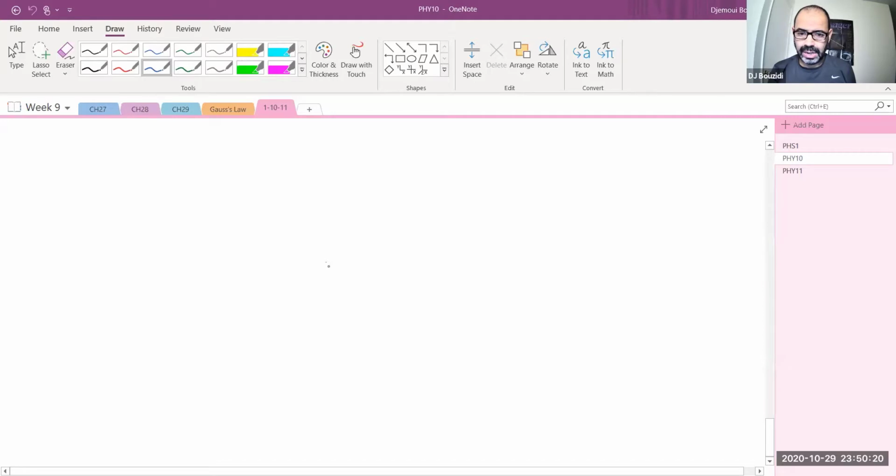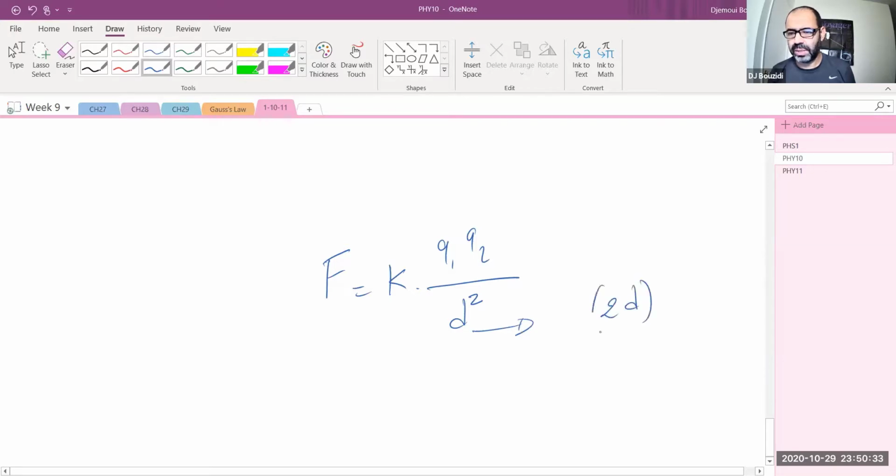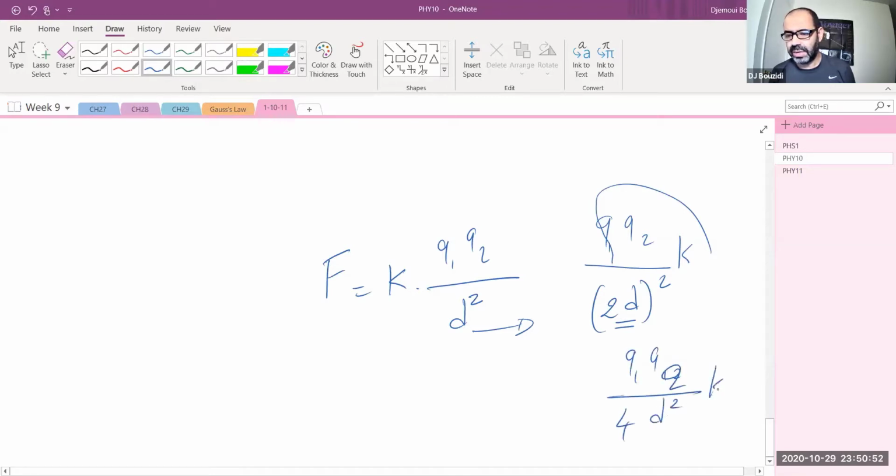So basically, I know the initial force is some constant times the two charges divided by some distance squared. Now, if this distance is doubled, so instead of distance d, I have 2d, the whole thing, of course, I double just the distance, so I have to square it. I still have to multiply by Q1 and Q2 and by K. So when I square 2d, it is actually 4d squared. So it's still Q1 Q2 divided by 4 times d squared, times K.